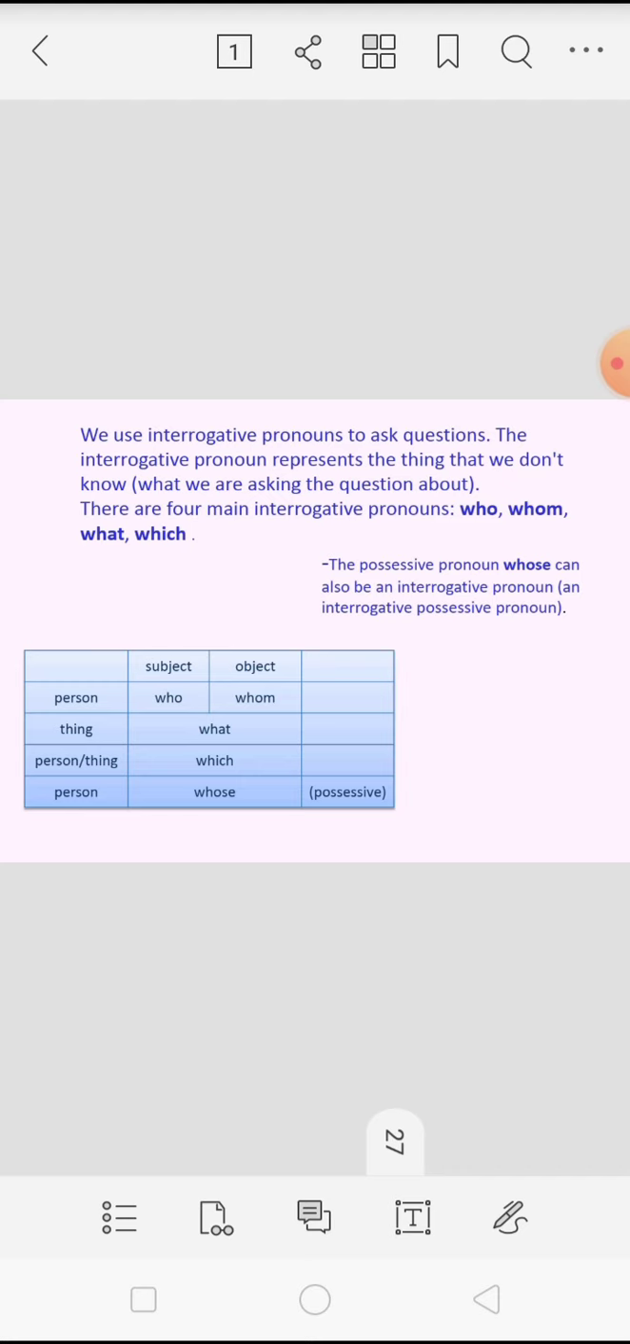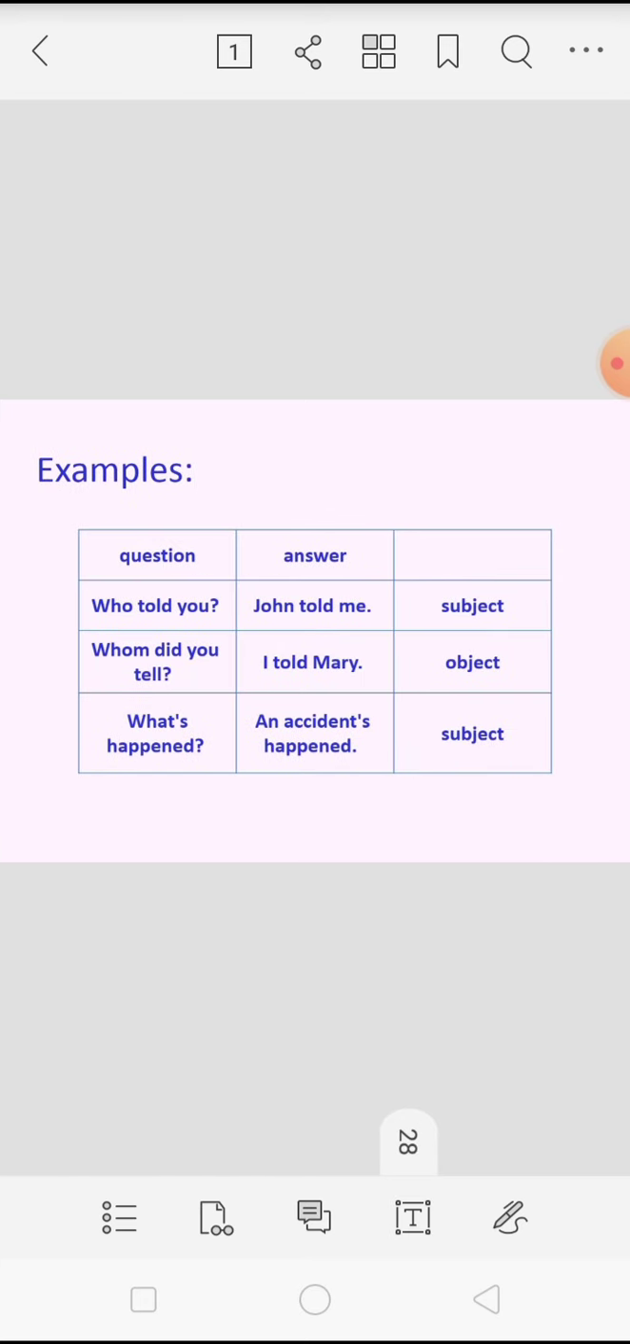There are more examples of interrogative pronouns. They are who, whom, what, which, whose. Examples. Question: Who told you? Answer: John told me. This is a subject. Question: Whom did you tell? Answer: I told Mary. This is an object. What happened? Answer: An accident happened. This is a subject.